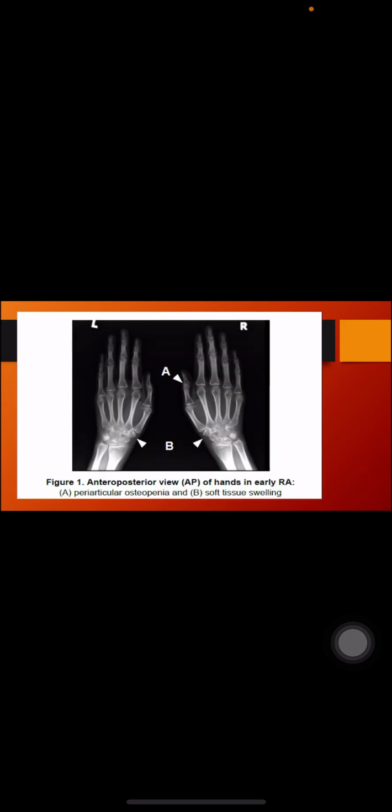These are the examples. What do you see in an x-ray? You can see an AP view of a hand of an early RA. Periarticular osteopenia and soft tissue swelling. Like what is mentioned, A is the periarticular osteopenia and B is the soft tissue swelling.